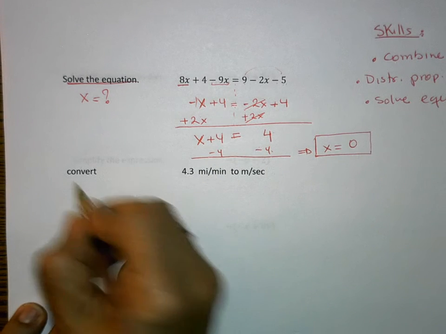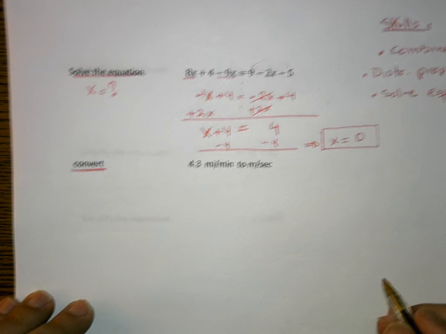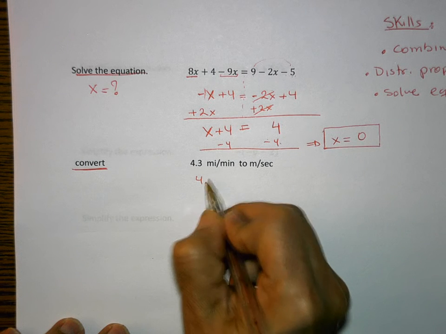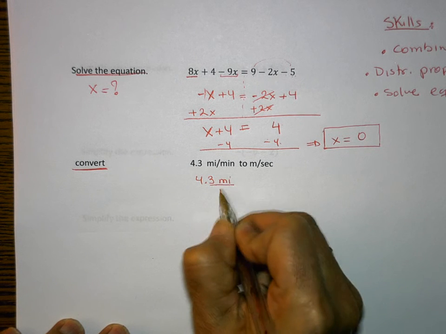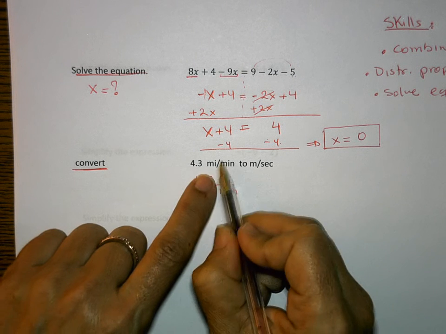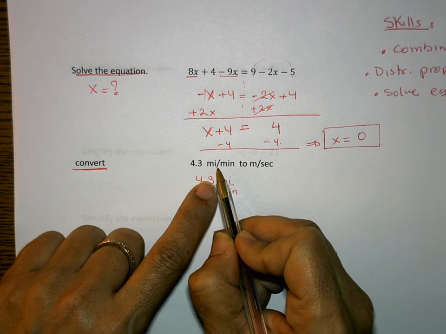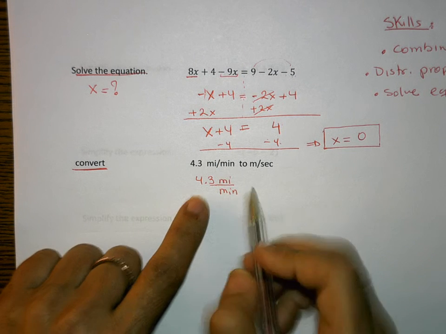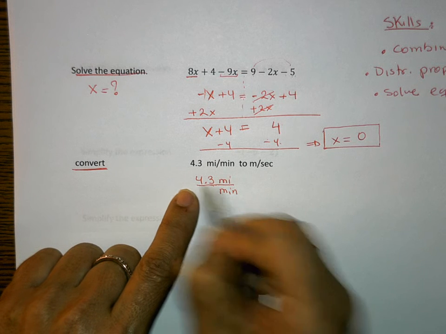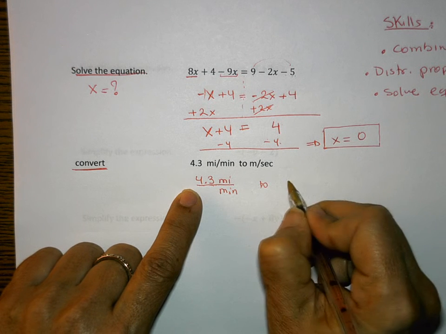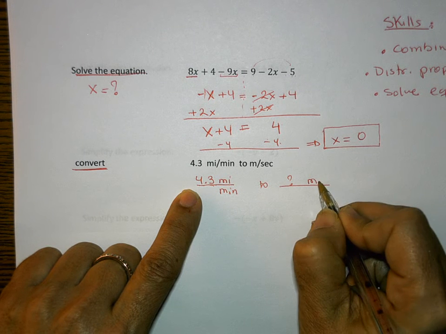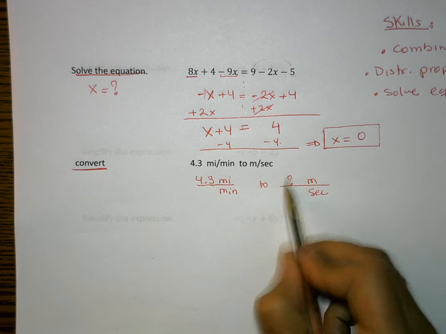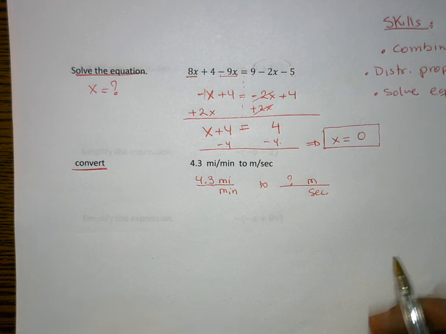Okay, you're also going to be asked to convert things. And here it's asking to convert 4.3 miles per minute. So remember, this little bar over here is representing the division bar or the fraction bar. They want us to go from 4.3 miles per minute to something in meters per second. So we just have to find what value that is. That's what we're looking for.